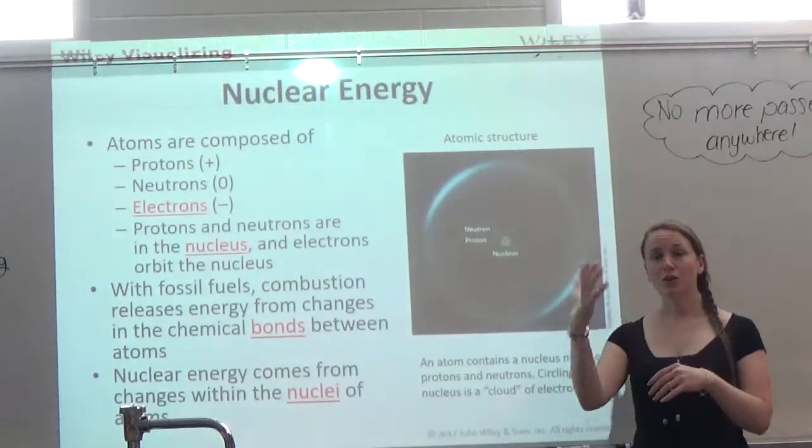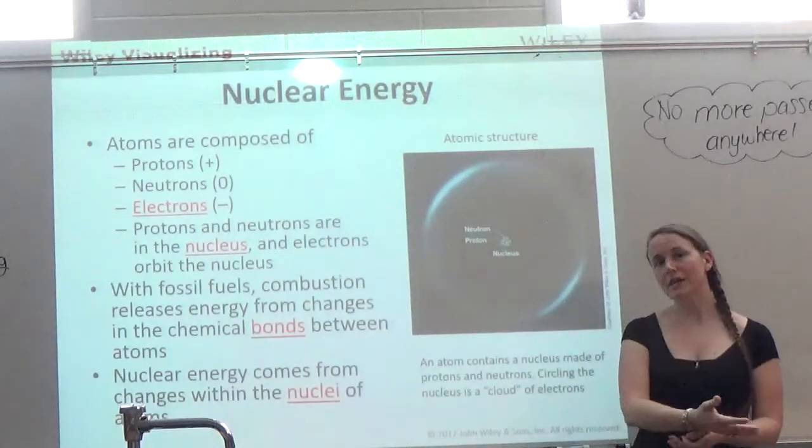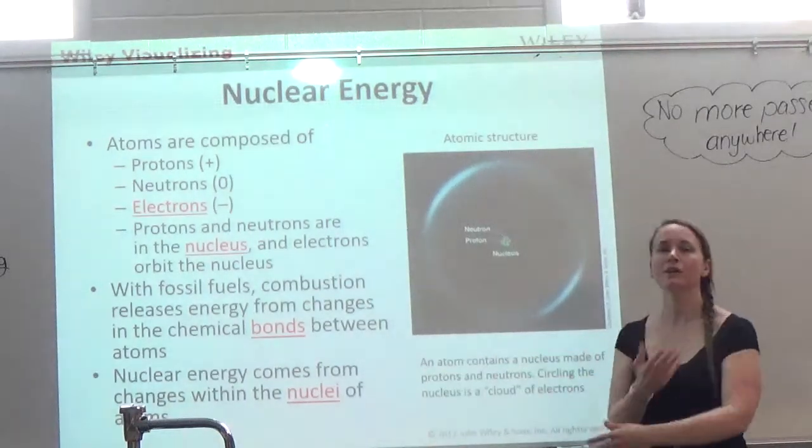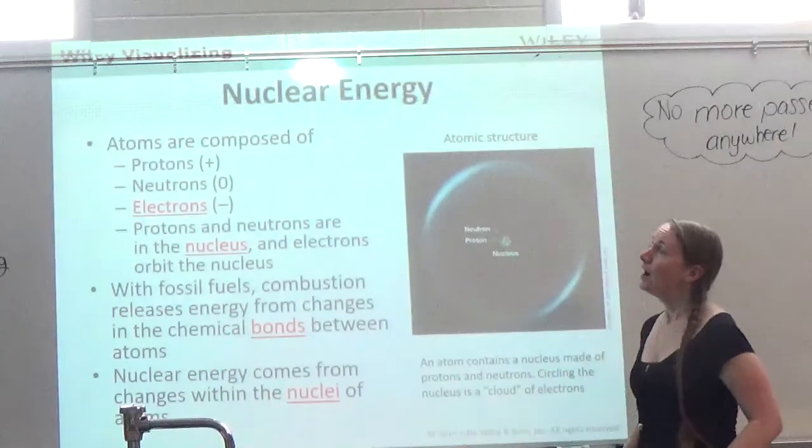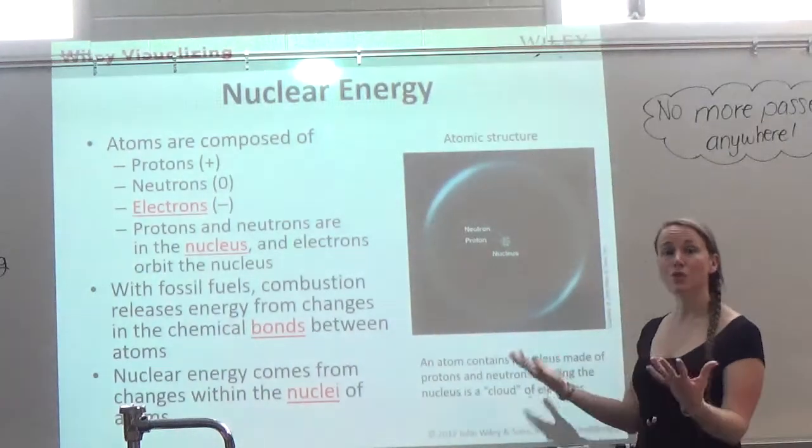All right, so we have coal, we have oil, we have natural gas. Coal is the most polluting, oil is a little better, natural gas is the cleanest of those. Our 4th non-renewable resource is nuclear energy.